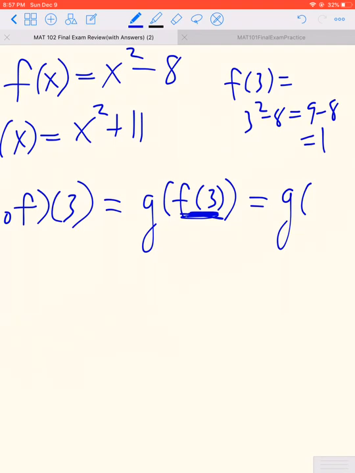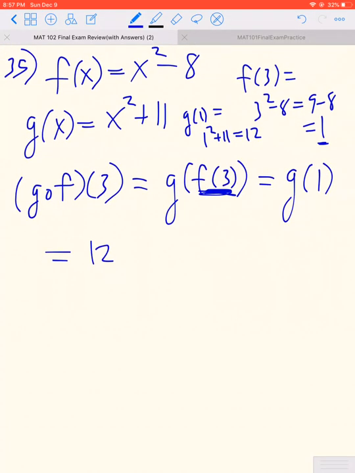And we're taking that and we're plugging that into g. So now what we would have to do would be to do g of 1. Let me also do that over here off to the side. g of 1 is equal to 1 squared plus 11, which should work out to be 12. So what is the overall value for g of f of 3? Well, it's equal to 12.